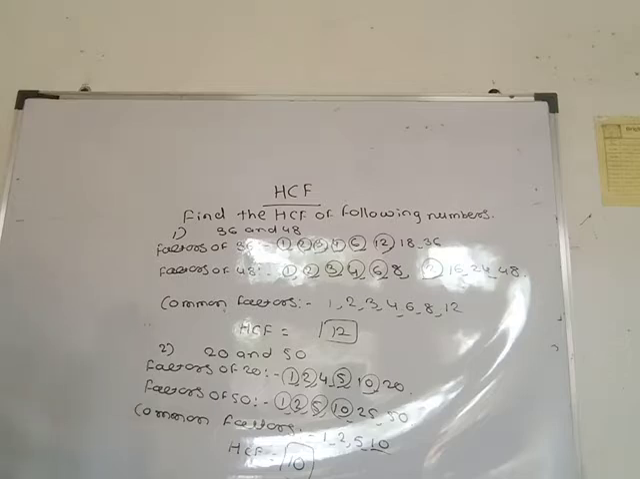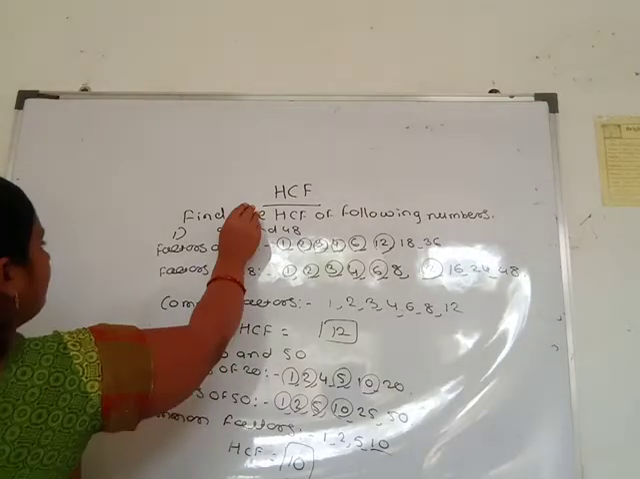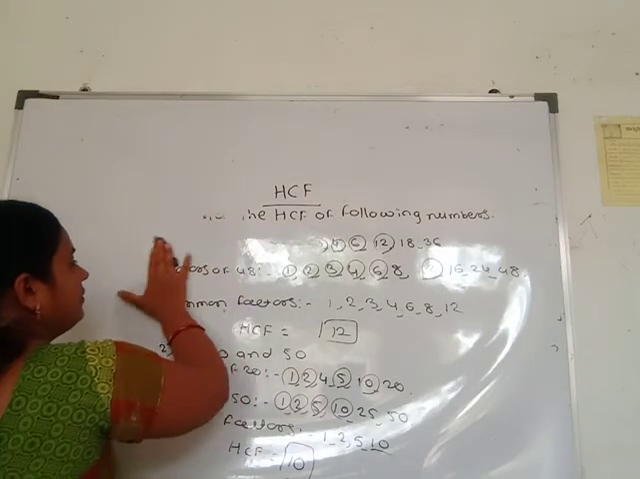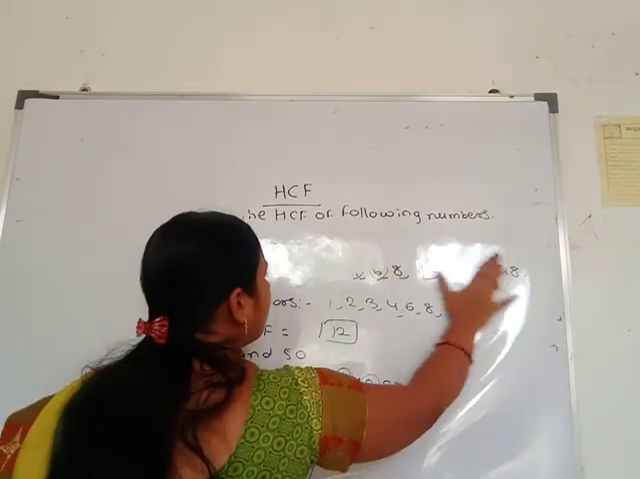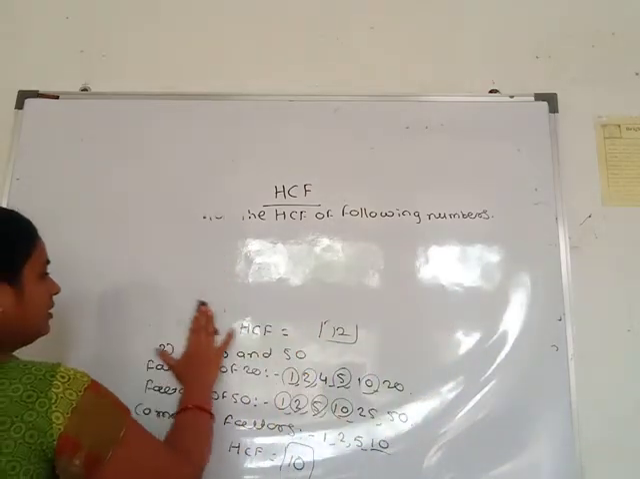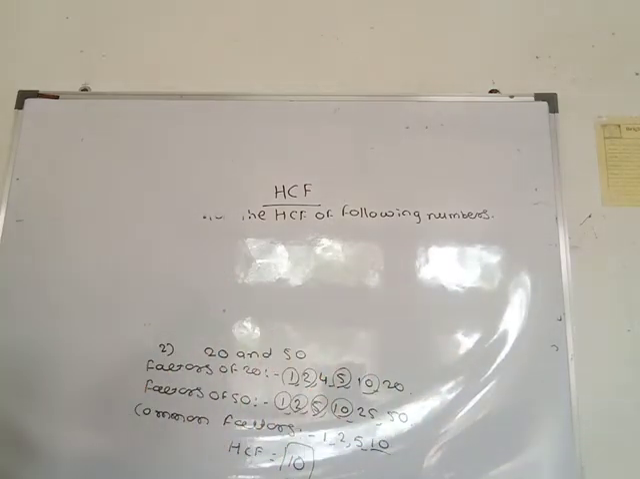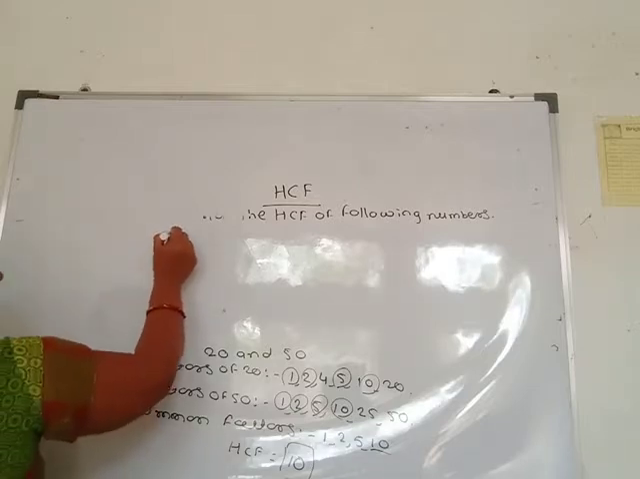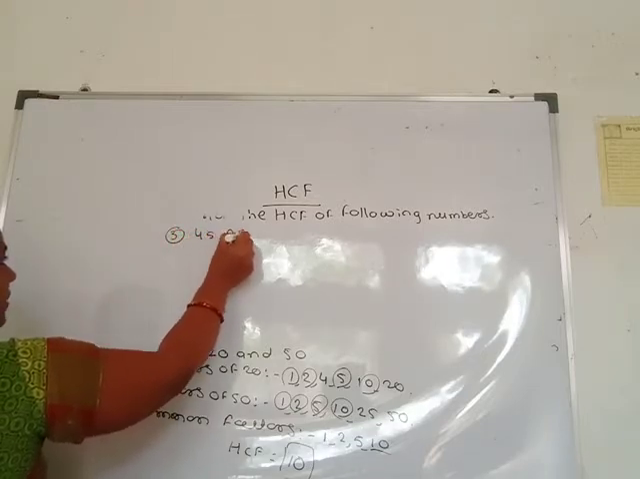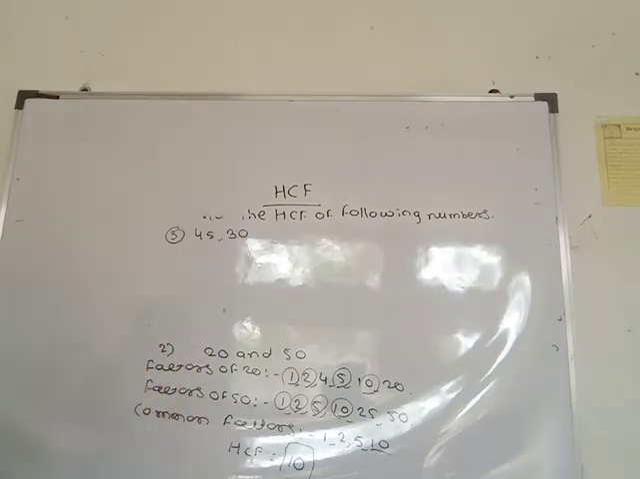Then I am giving some more examples, and you find the HCF. Complete this in homework. This third one: 45, 30. Write the factors of 45, then the factors of 30. Then write the common factors and find the biggest number among them. Then you write your answer. Then the fourth one.